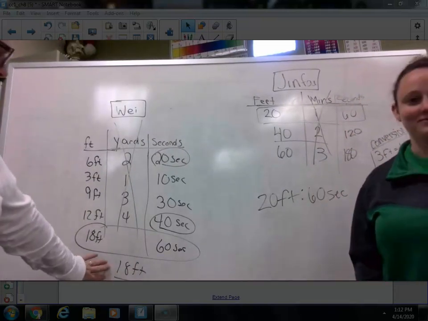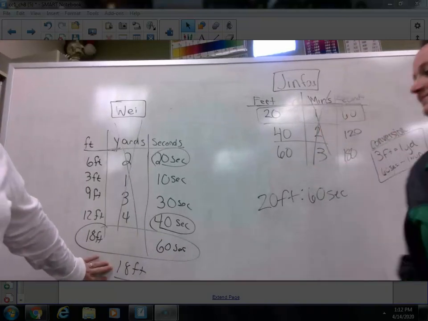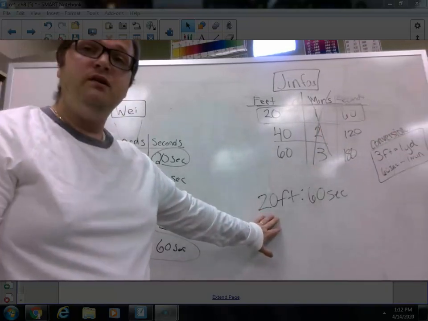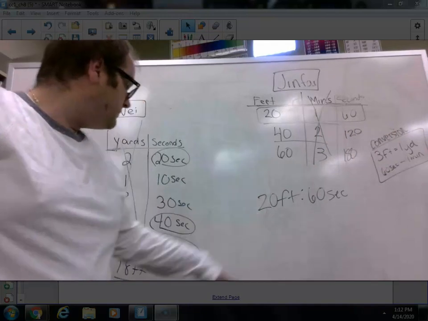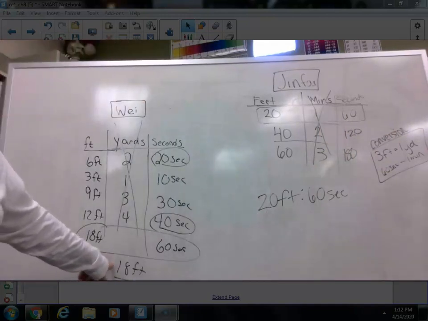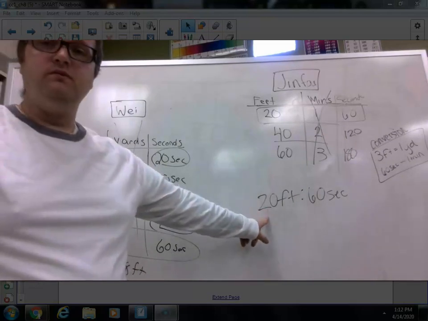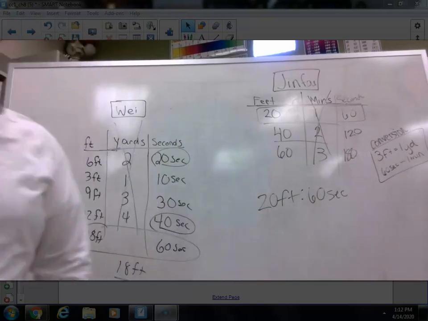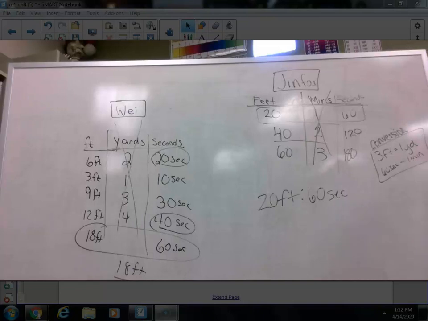All right, so mine traveled 18 feet in 60 seconds, and GenFi's was 20 feet in 60 seconds. So in the same amount of time, my gerbil went 2 feet less, and GenFi's went 2 feet further. So which one would win the race? Miss Lanza?